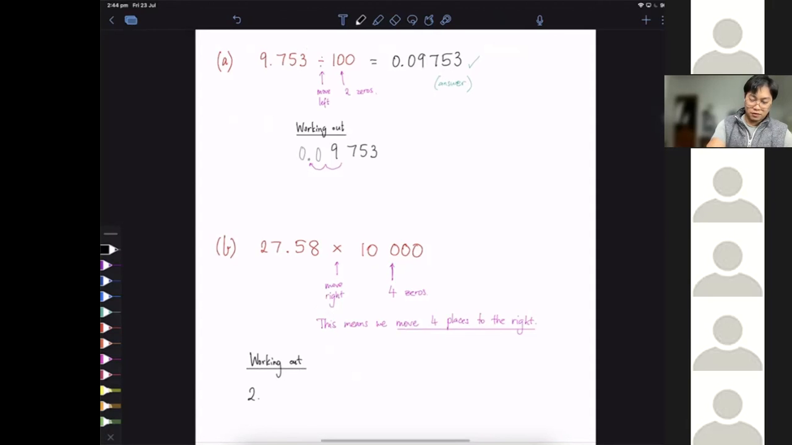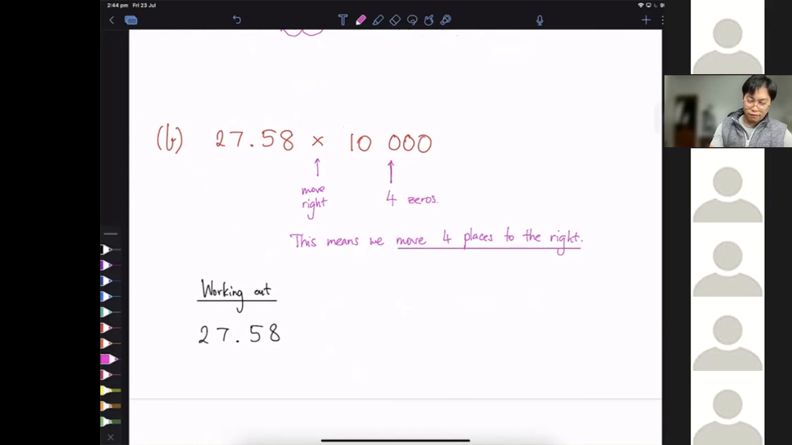We're going to write our number down. We've got 27.58. And we're going to move that decimal point now 4 spaces to the right. So you count 1, 2. Oh, sorry, that's too big. I just got to go by the number. 3, 4. So our decimal point is here now. So that means we fill out the rest with zeros. We've got a 0 here, and we've got a 0 here.